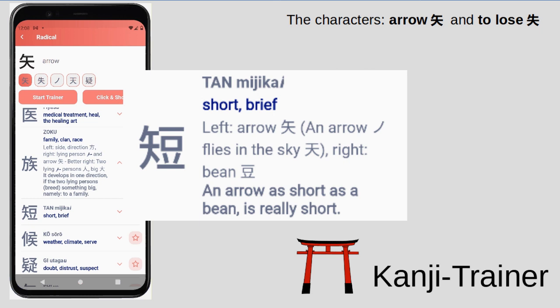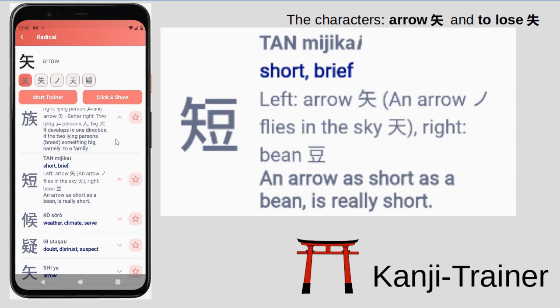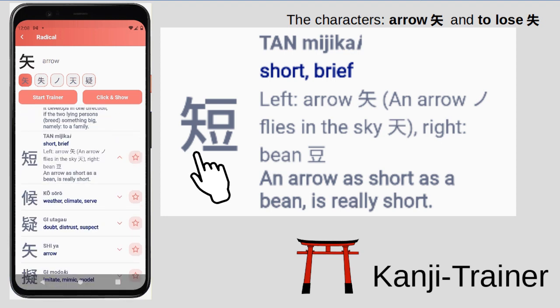The next character has the pronunciation michikai or tan and the meaning short or brief. It comprises at the left an arrow and at the right a bean. The memory phrase is, an arrow as short as a bean is really short.